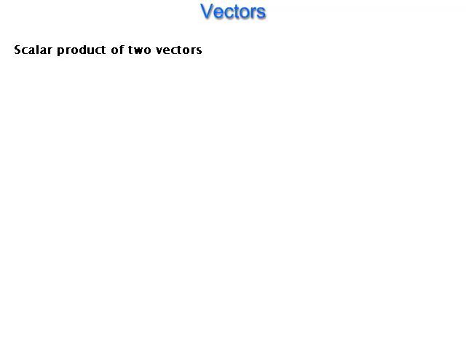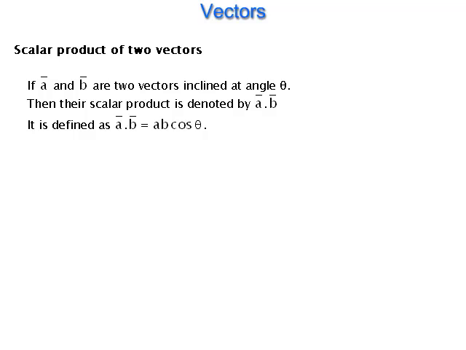Scalar product of two vectors. If A bar and B bar are two vectors inclined at an angle theta, then their scalar product denoted by A bar dot B bar is defined as A bar dot B bar equal to AB cos theta.